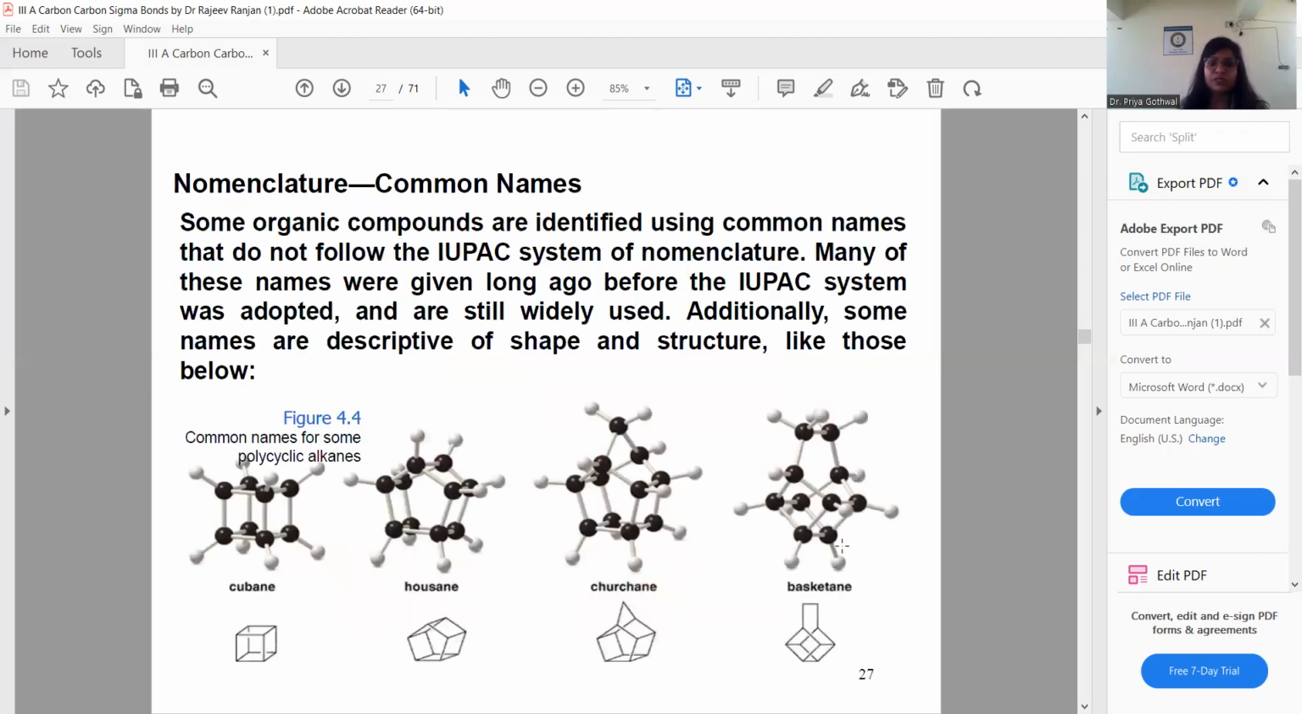So regarding the nomenclature of common names, some organic compounds are identified using common names. They do not follow the IUPAC system of nomenclature. So this section is continued in the other video.